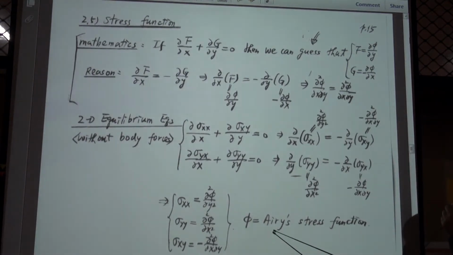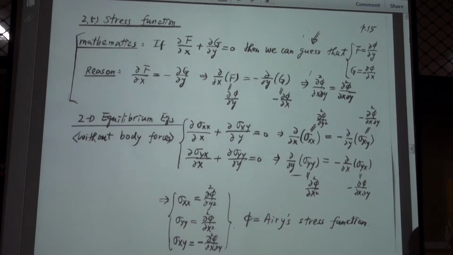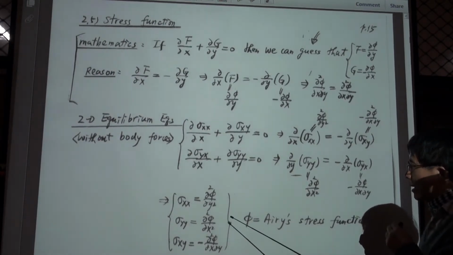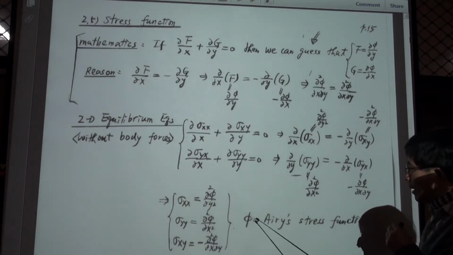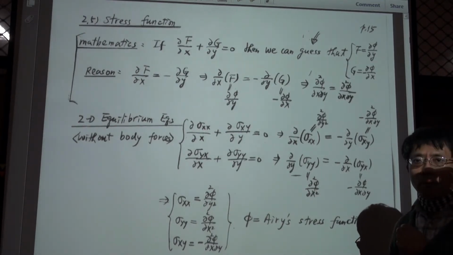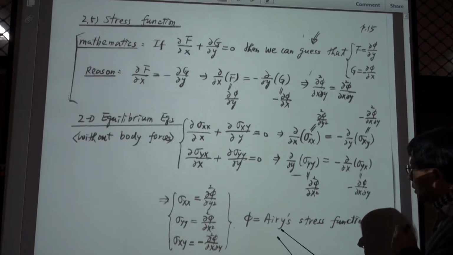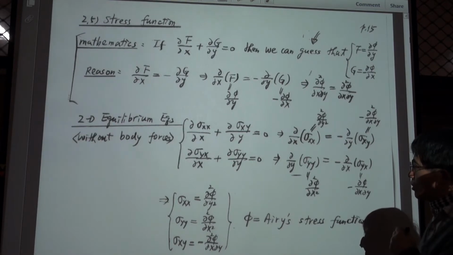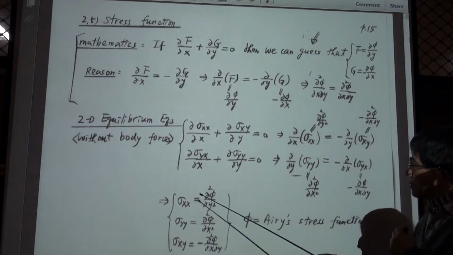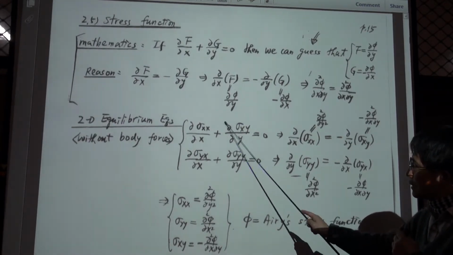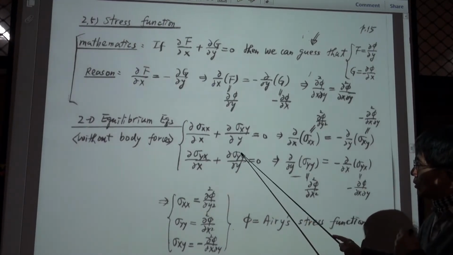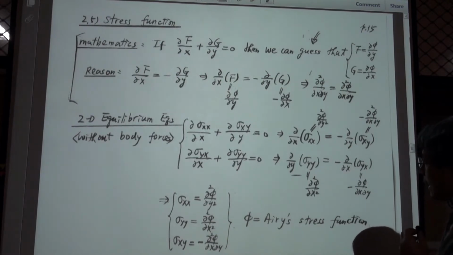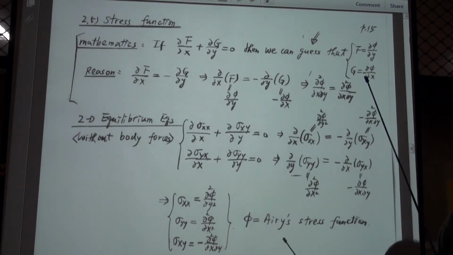This phi is called the Airy stress function, to memorize the person who invented such an idea. Okay, so if you have a stress like this and you satisfy this, if you have an equation like this and you have this set of expressions, they are equivalent.